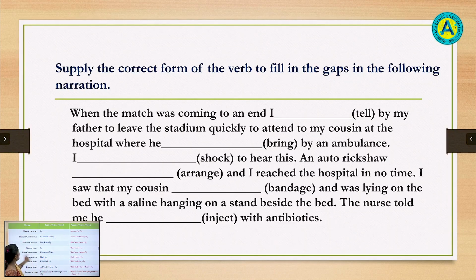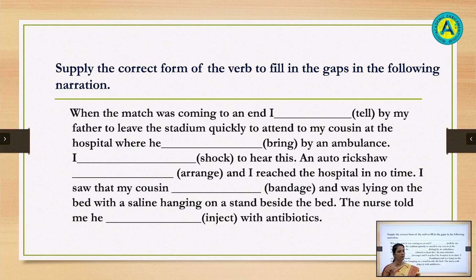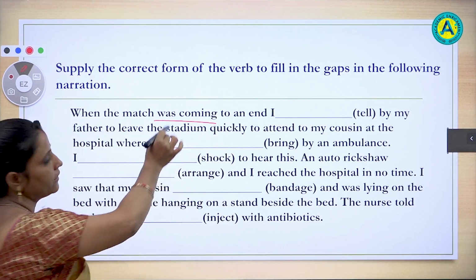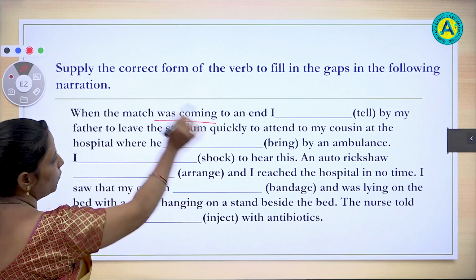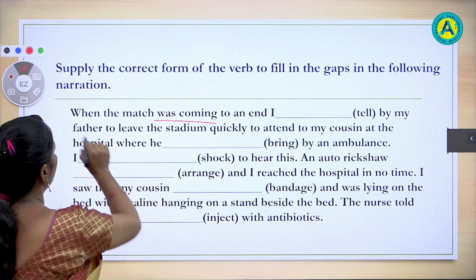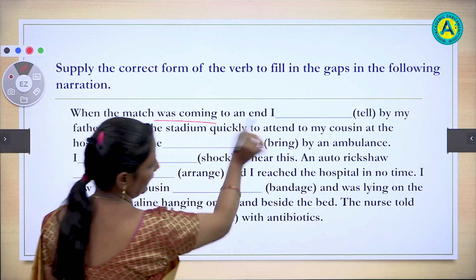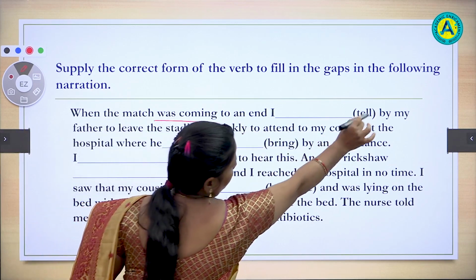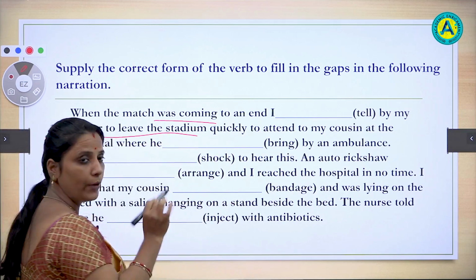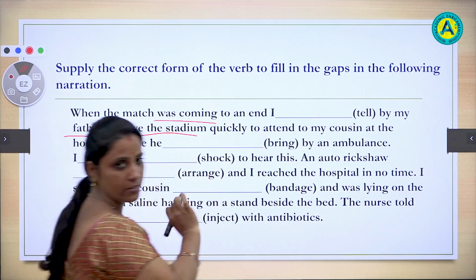Let's discuss some questions and answers of your book. Okay, supply the correct form of the verb to fill the gaps in the following narration. When the match was coming, here the sentence is in past form. So, we will fill all the gaps in past tense. When the match was coming to an end, I dash, the verb is tell, by my father to leave the stadium quickly to attend to my cousin.